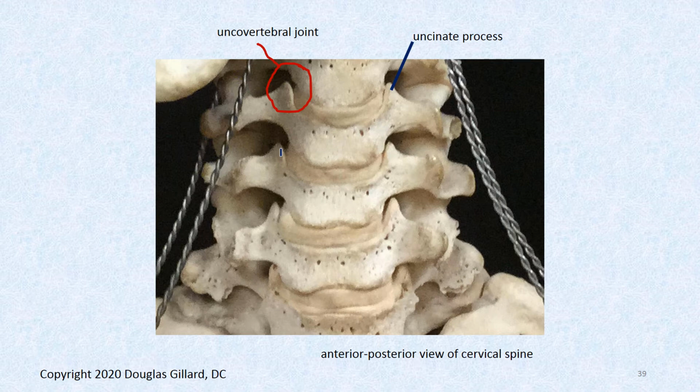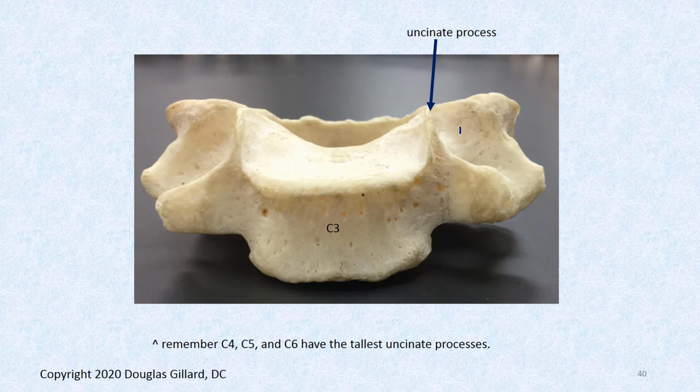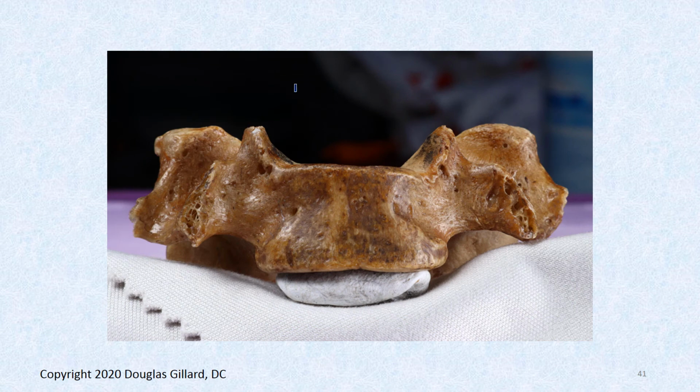And I showed you yesterday how you can get bone spurs and they can shish kebab the nerve coming through there. Uncinate processes. More uncinate processes. These are a little degenerated, an older bone here.